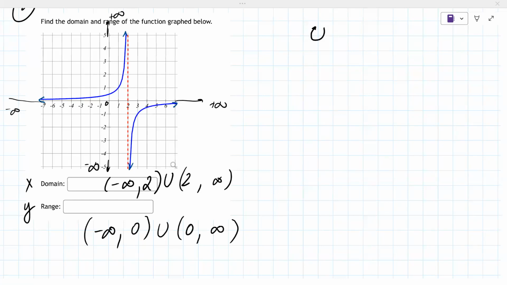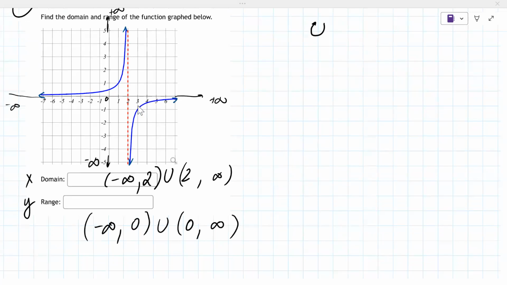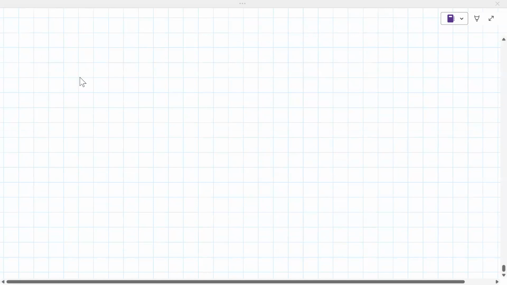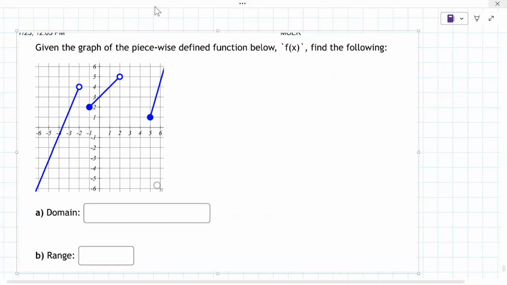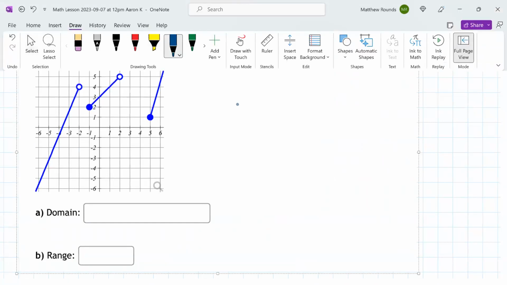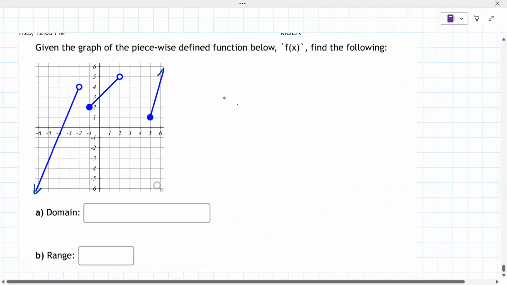All right. So let's go to 31. Domain and range again. Given the graph of the piecewise function defined below. Okay, there we go. That's going up forever. All right. So what do we got here?